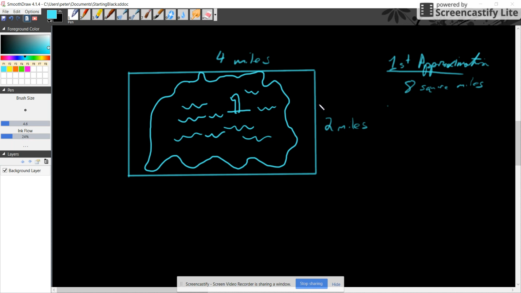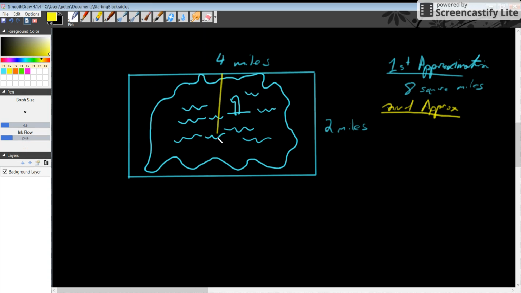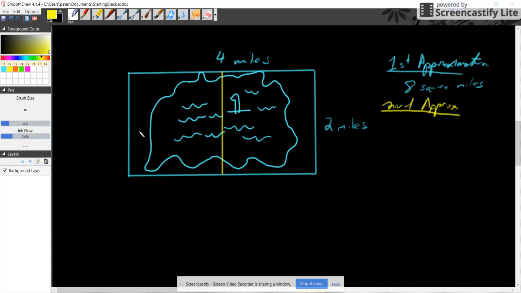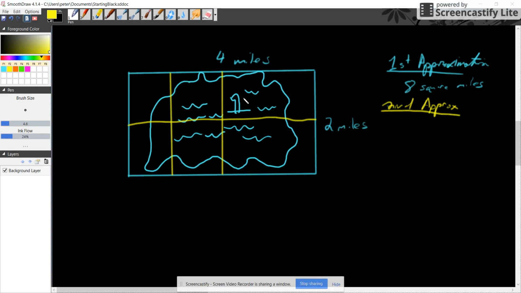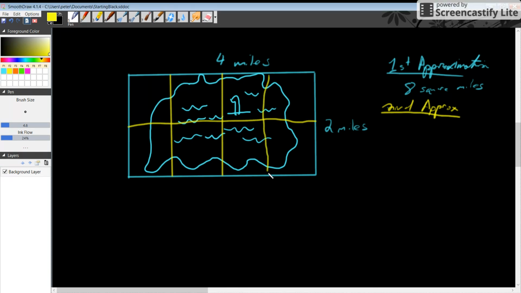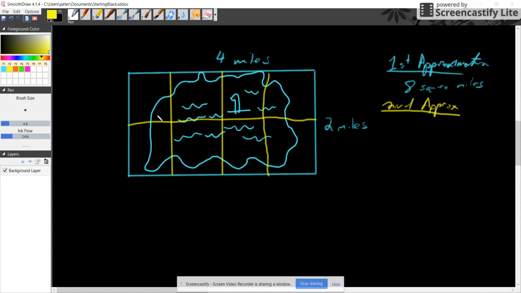Let's use a different color. Say we're going to call this our second approximation. To do this, I'm going to use the tools that I learned. Instead of just saying this lake is 4 miles by 2 miles, I'm going to cut this into chunks. That line did not get straight, but you'll understand.